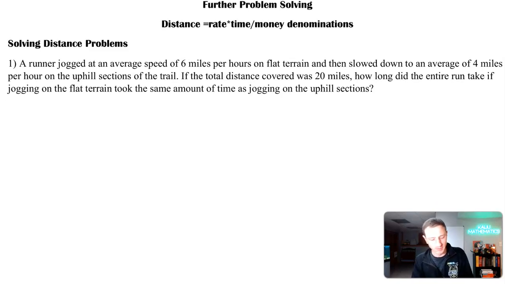The first one we have is: a runner jogged at an average speed of 6 miles per hour on flat terrain and slowed down to an average of 4 miles per hour on the uphill sections. If the total distance covered was 20 miles, how long did the entire run take if jogging on the flat terrain took the same amount of time as jogging on the uphill sections?